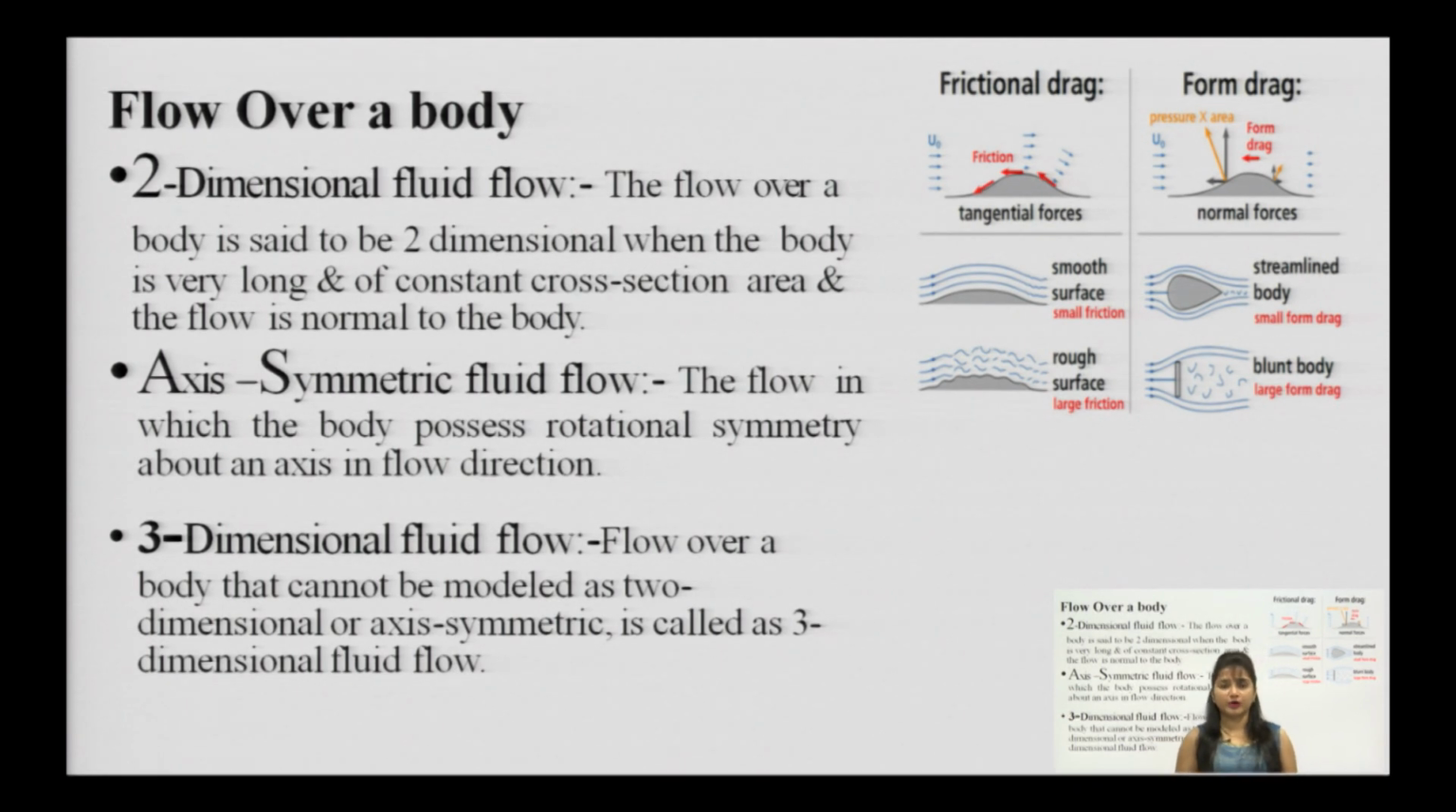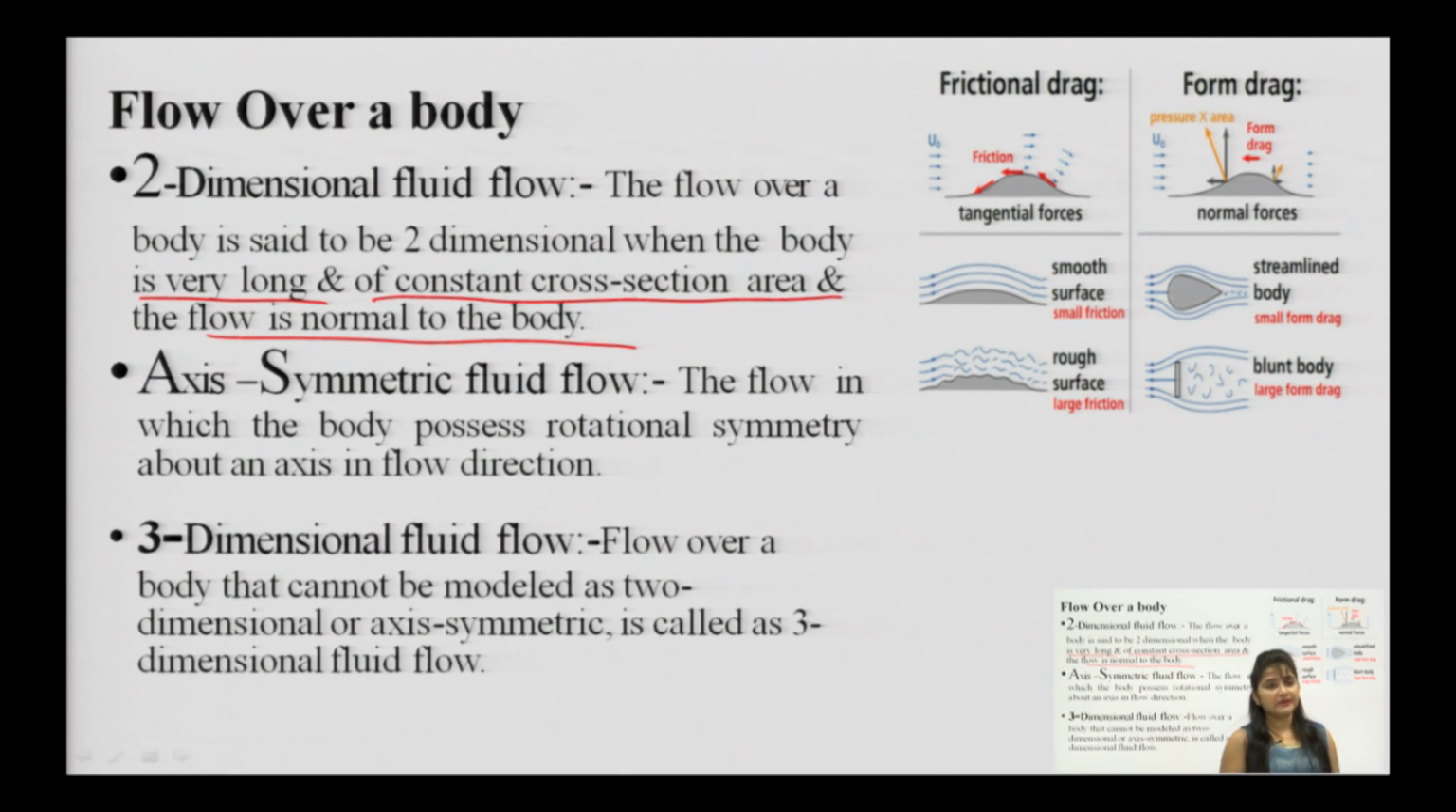Coming to the flow over a body. Now, these were the two types of bodies, streamlined bodies and blunt bodies. Now, coming to how the flow goes over these bodies. The first one is two dimensional fluid flow. The flow over a body is said to be two dimensional only and only when the body is very long and of constant cross sectional area and the flow is normal to the body. There are three parameters to be remembered: the body is very long, it has a constant cross sectional area, plus the flow is normal to the body, and this pattern will be known as two dimensional fluid flow.